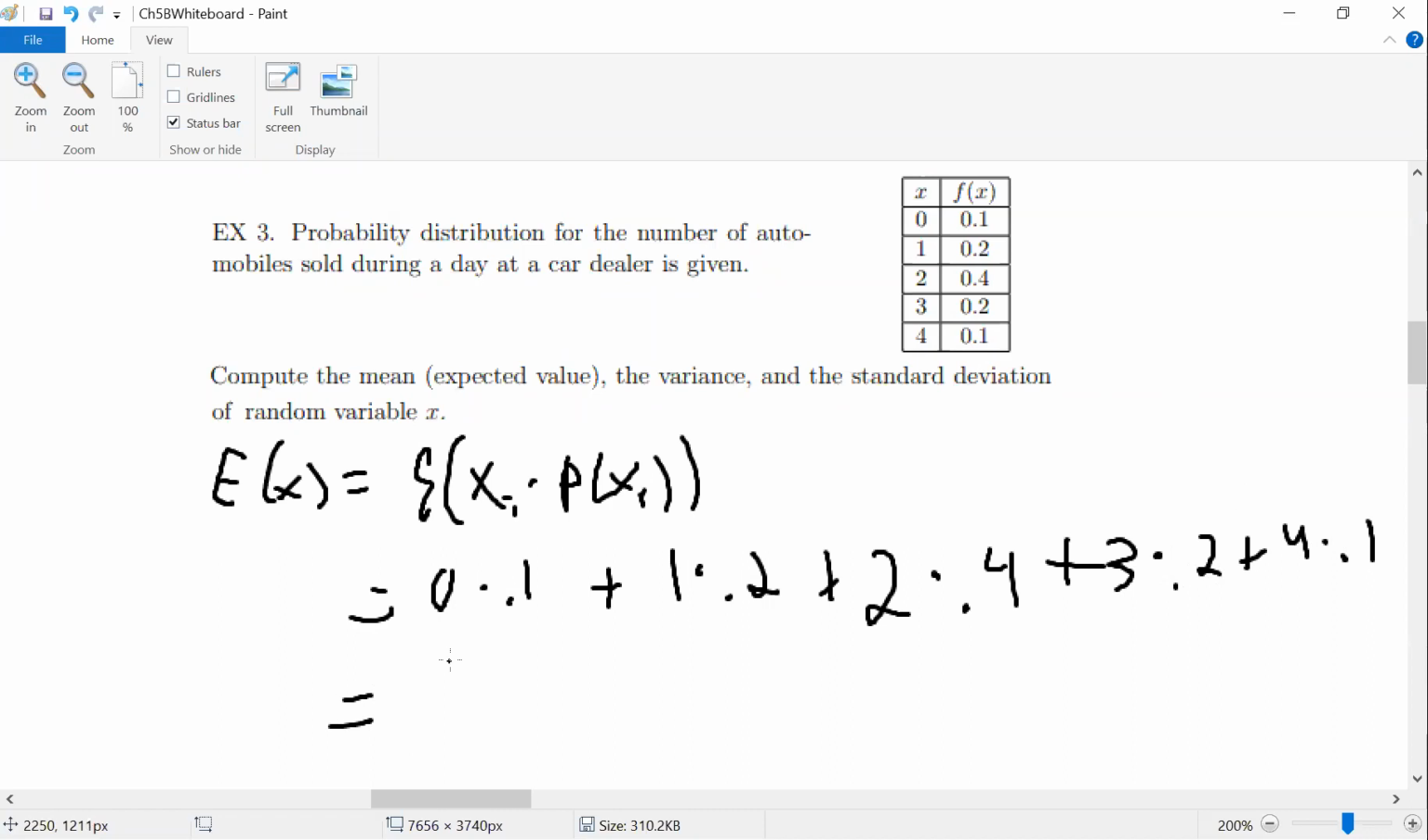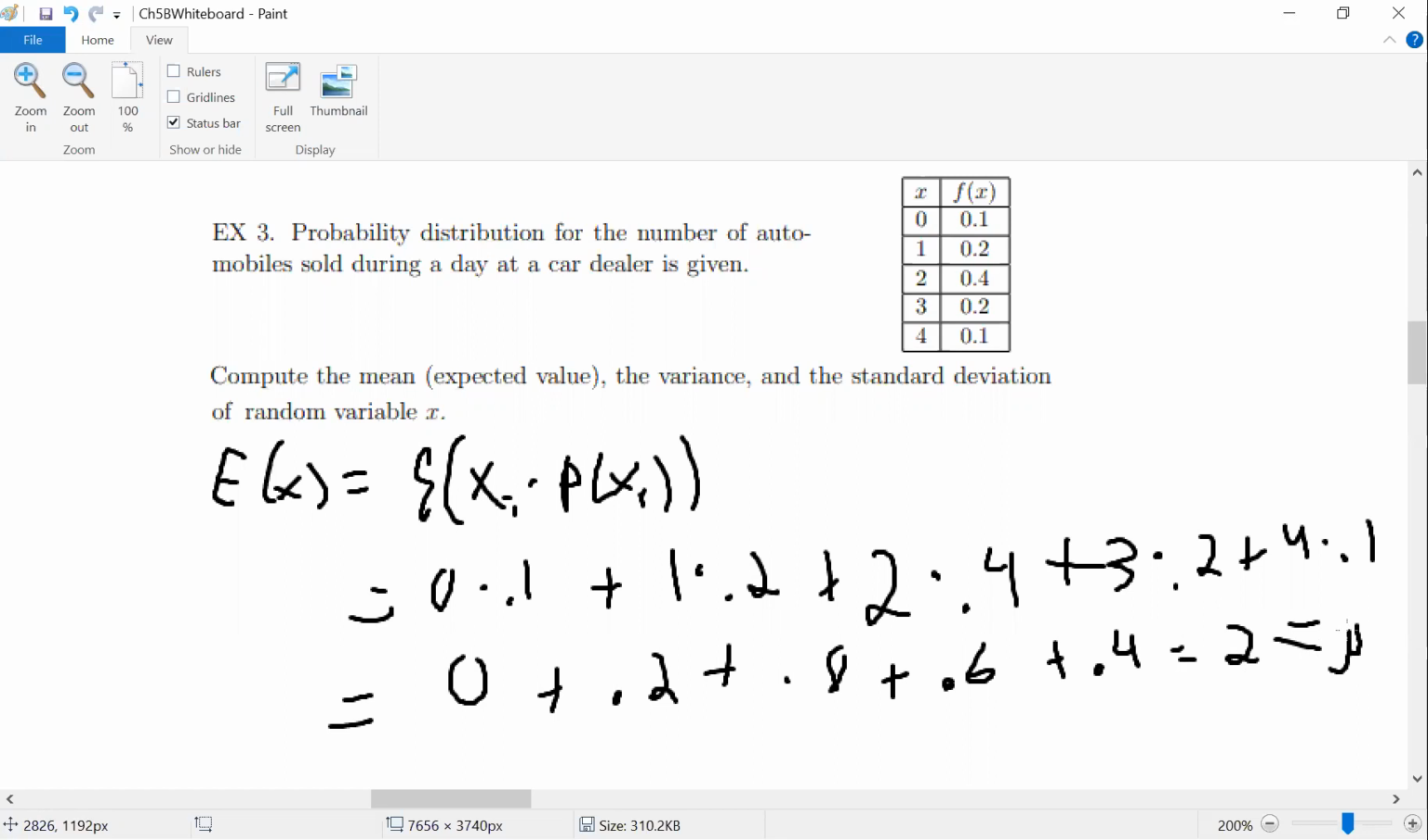Zero times 0.1, zero. One times 0.2 is just 0.2. Two times 0.4 is 0.8. Let me make that more clearly a two. Three times 0.2 is 0.6. Four times 0.1 is 0.4. 0.2 plus 0.8 is one, plus 0.6 plus 0.4 is two. And this is our mean.